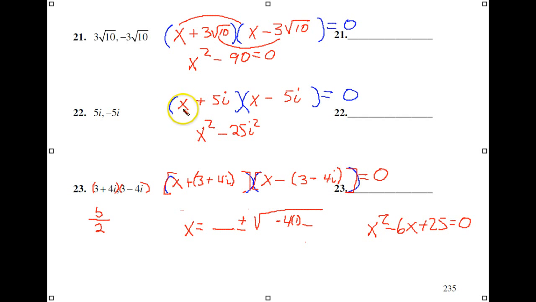Now here we have x times x is x squared. Multiplying these, this gives us a negative 25i squared. But what is i squared? i squared is a negative 1. So this is going to equal x squared plus 25 equals 0.